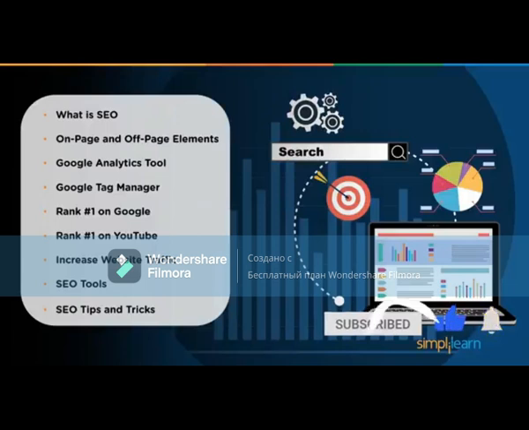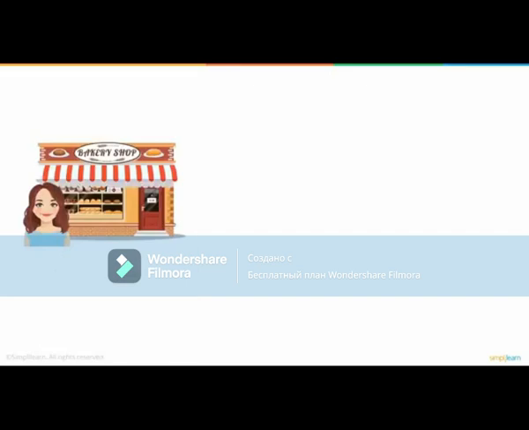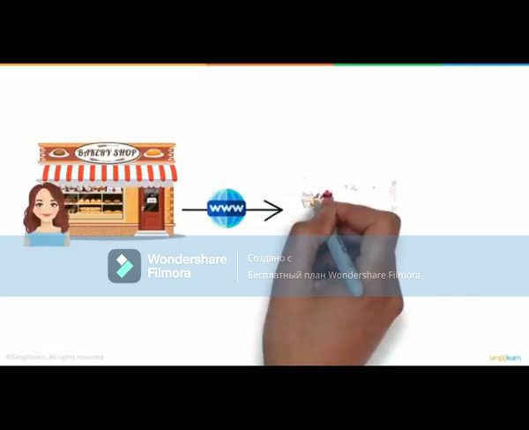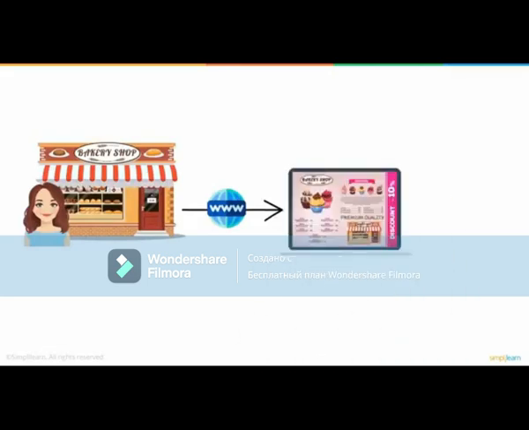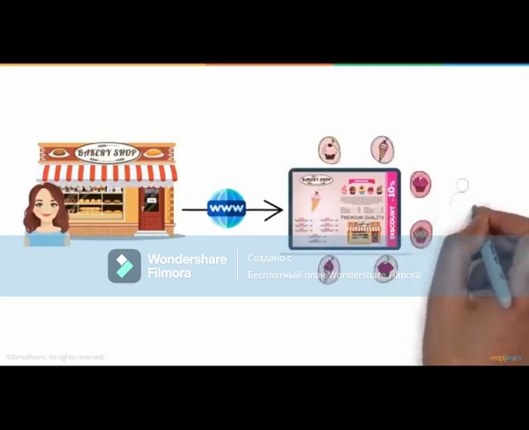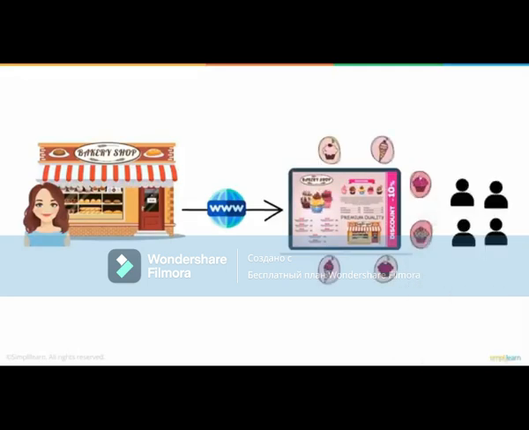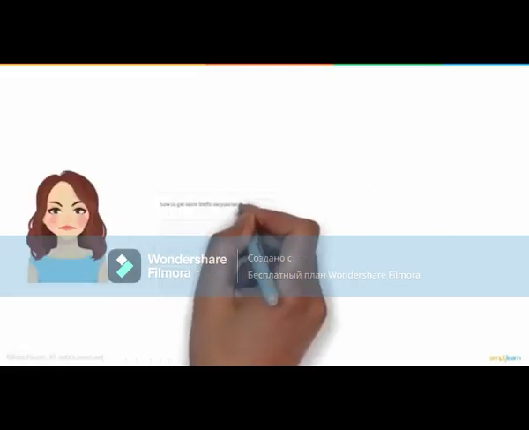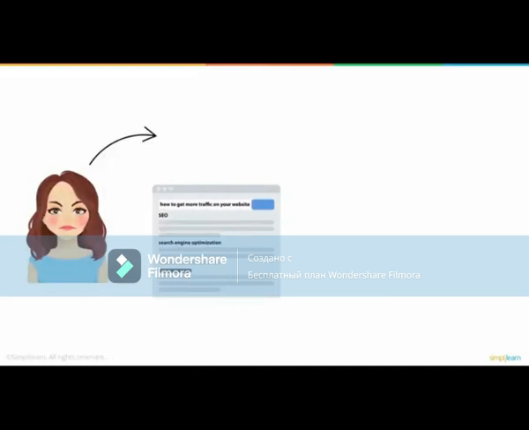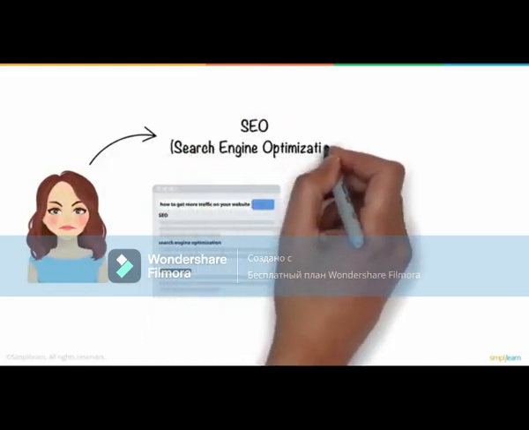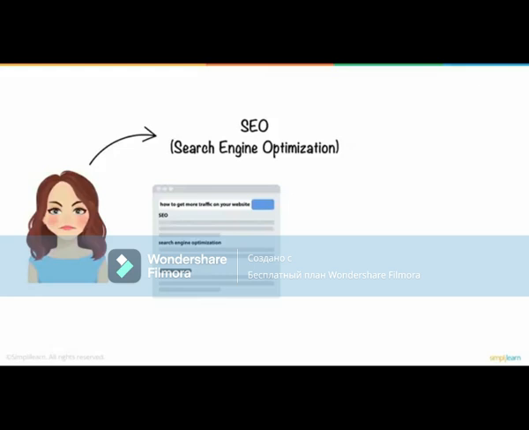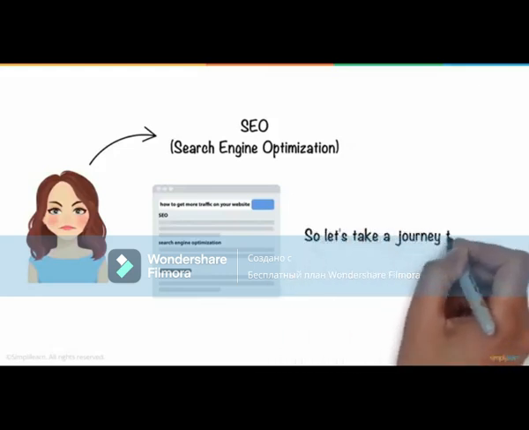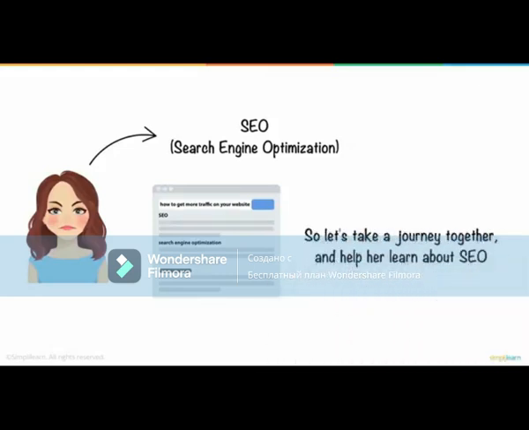Rachel is a baker who runs her own bakery. To expand her business, she decided to create an online presence by first setting up a blog. She began posting on her blog regularly. However, even after regularly posting on the blog, there were barely any visitors showing up. Deciding not to give up, Rachel began searching for a solution on the internet. That's when she came across SEO, or search engine optimization, a term she's never heard before. So, let's take a journey together and help her learn about SEO.